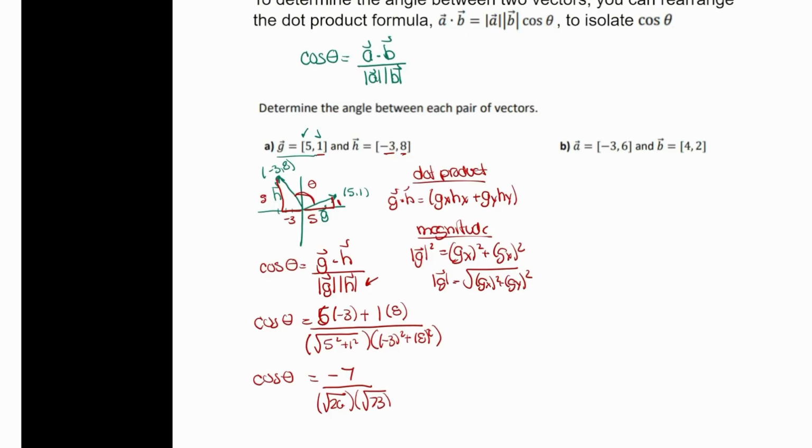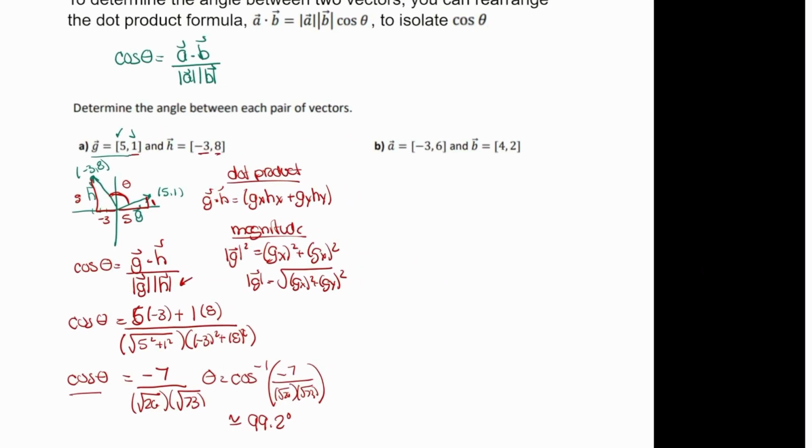Okay, so now in order to find that angle, I'm going to do the inverse. So theta will equal the inverse of cos of this ratio of negative 7 over root 26 root 73. And that's going to give us an angle approximately equal to 99.2 degrees. Okay, so that's the angle in between them, is 99.2 degrees.